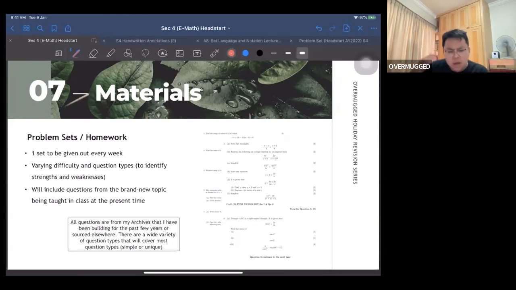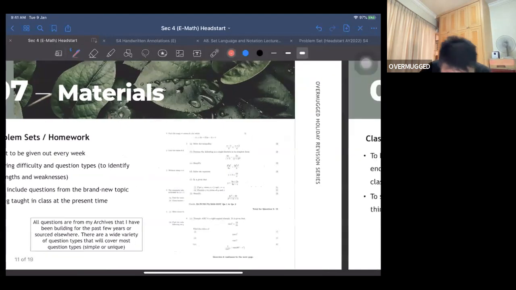So I took my O's in 2014. I entered secondary school in 2010. So I have resources all the way from 2008 until now, 2021. So there are many years of resources and questions waiting to be passed out to everyone.